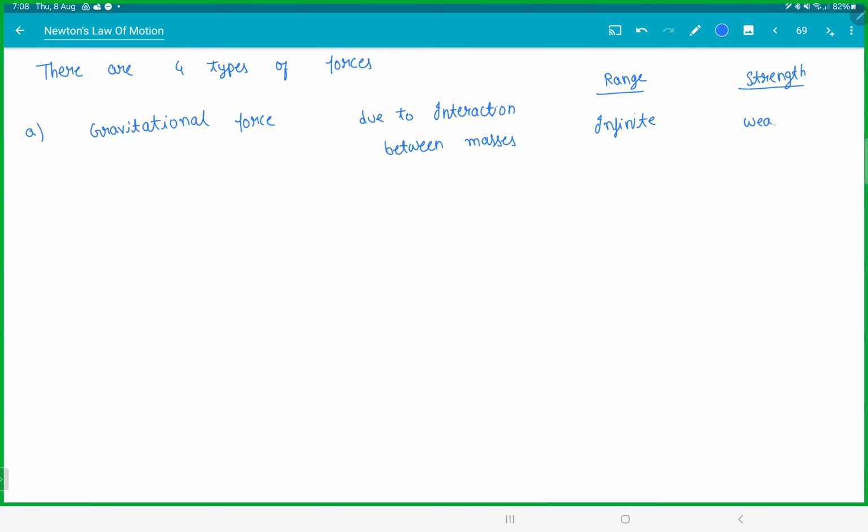What do you mean by weak? For example, see the pen you're lifting. If you leave the pen, what happens to the pen? It falls down. Who is making it fall? The Earth. That means the entire Earth is attracting your pen, isn't it? And you're simply lifting it with your single hand and opposing the entire Earth's attraction on the pen. So that is what I mean by weak. Even though the gravitational force has an infinite range, the strength is very weak.